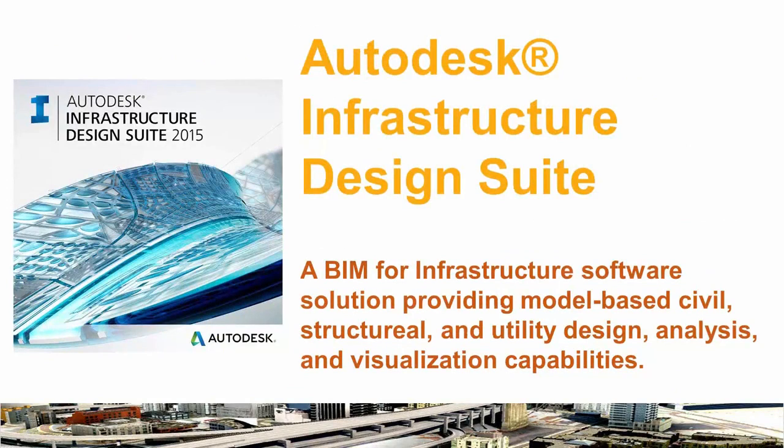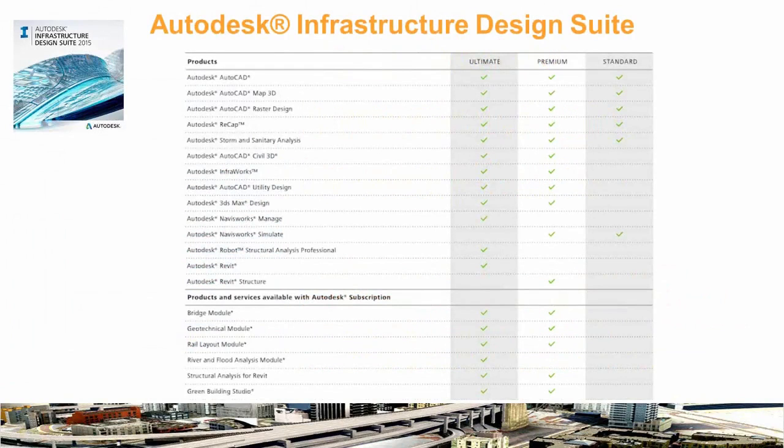So now let's take a quick look at the Infrastructure Design Suite. The Design Suite comes in 3 different platforms. You have the Standard, Premium, and Ultimate editions. They all come with the foundational standard products, which include things like AutoCAD, Map 3D, Raster Design, Recap, Storm and Sanitary Analysis, as well as Navisworks Simulate. And then as you move up the ranks into Premium and Ultimate, you then obtain additional products such as Civil 3D, InfraWorks, 3D Max, and so on.